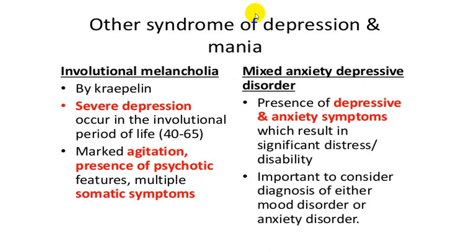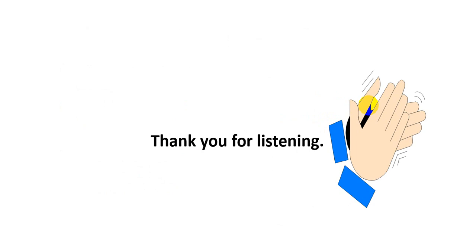Then other syndromes of depression and mania. Mostly it is involutional melancholia, which has severe depression with marked agitation, the presence of psychotic features, and somatic symptoms. As I always say, the patient complains about physical features. But mixed anxiety-depressive disorder presents with anxiety symptoms which result in significant distress and instability, and it is important to consider a diagnosis of either mood disorder or anxiety disorder.